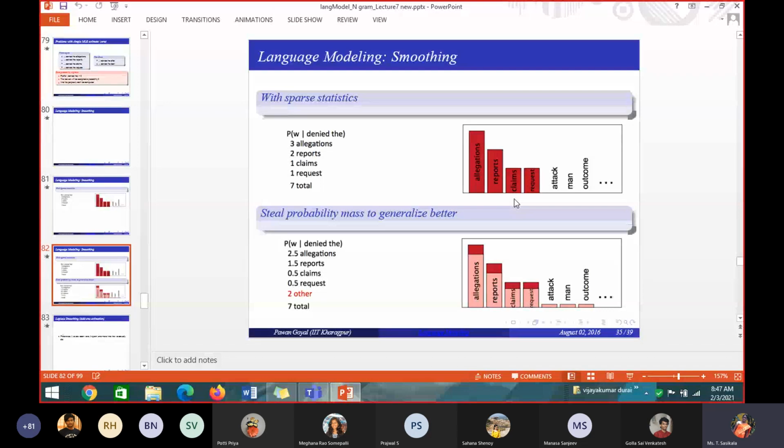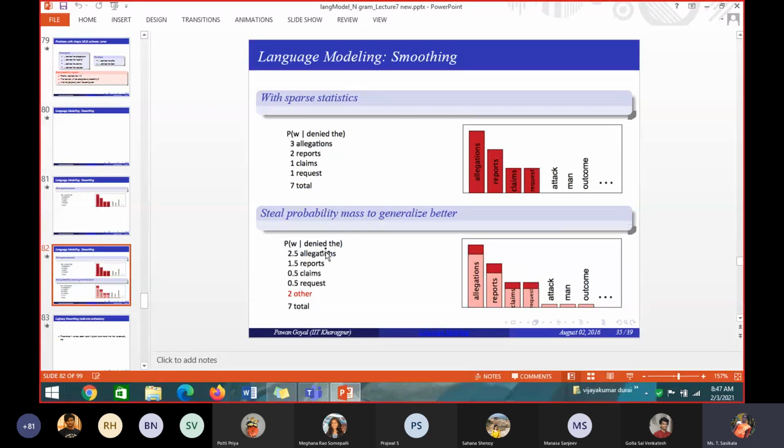Okay, so see here, down, why is there some red bar at the top of allegation? I have stolen this percentage of probability from allegation, this probability from report, claims and request, and I have given it to attack, man and outcome. See, now attack, man and outcome have some bar, a little bar. So how much do we have to steal? This is an example I am showing. Exactly how much we are going to steal from the existing training data and give to the words which are not present in the training data, we will be calculating now. Okay, this is the idea behind it.